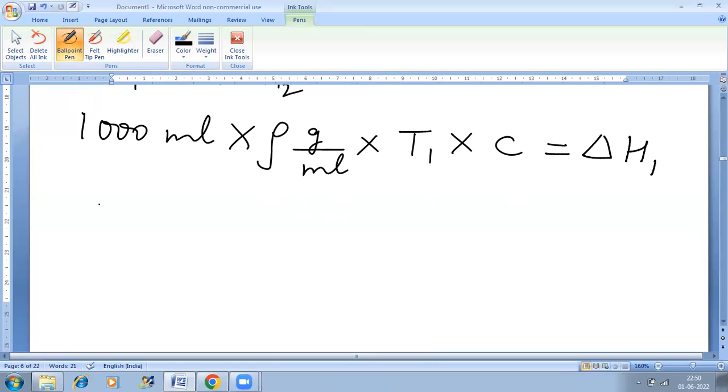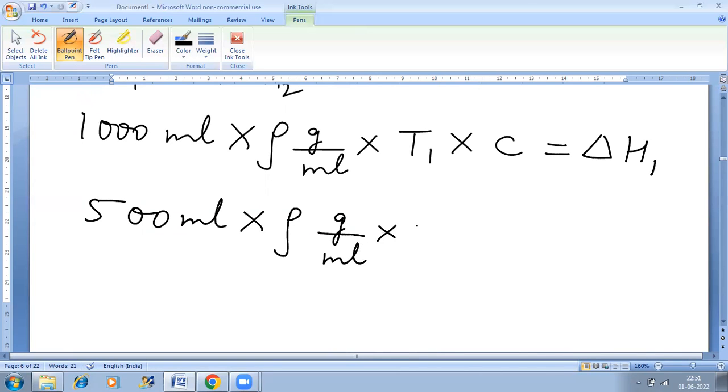Similarly, in case 2, I can say that 500 ml is the total volume because 250 ml of acid was mixed with 250 ml of base. Rho, again, is the density of solution. Density is an intensive property, so that value will remain the same. And now delta T is T2. Heat capacity of solution will also remain the same.